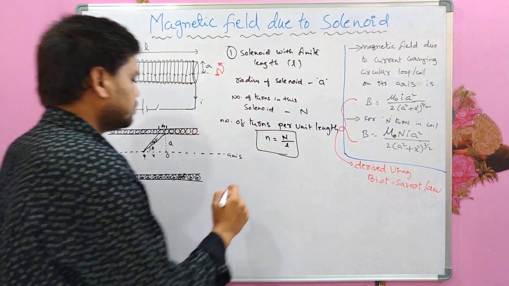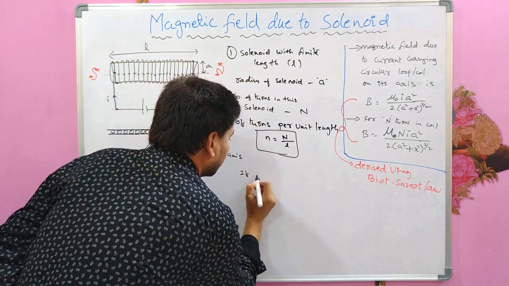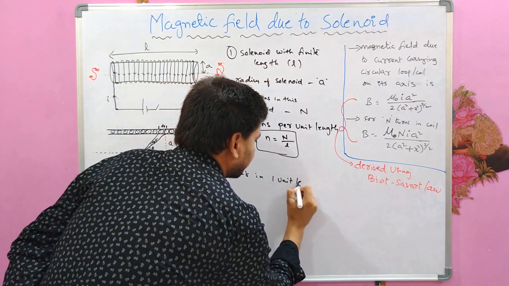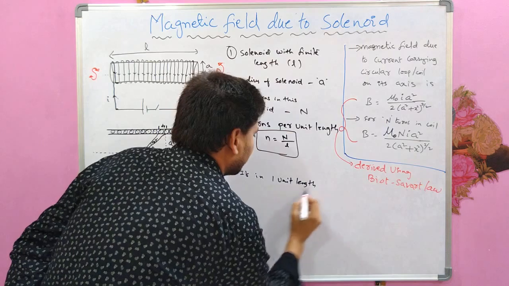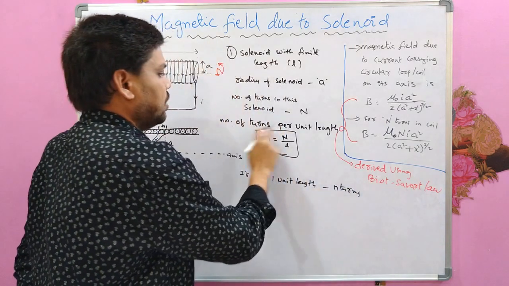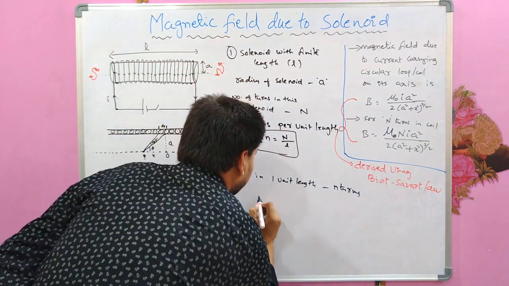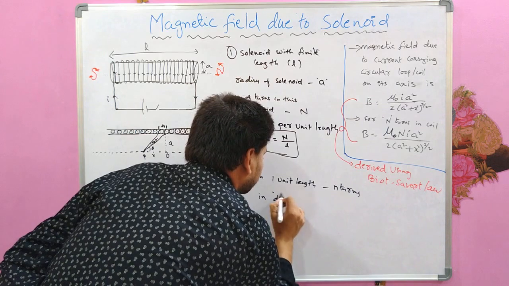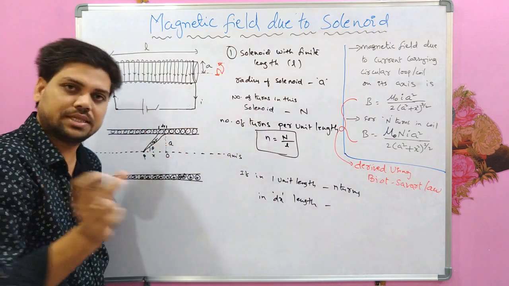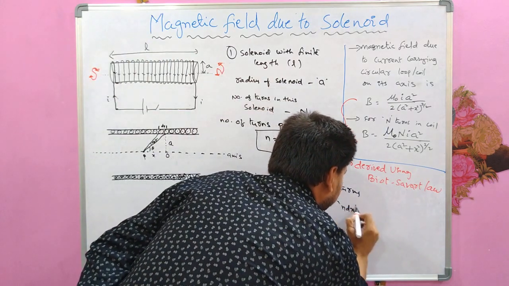Okay, now if in 1 unit length n turns are there, small n, the number of turns per unit length, then in the dx length, which we have taken as a small segment, n dx turns will be there.